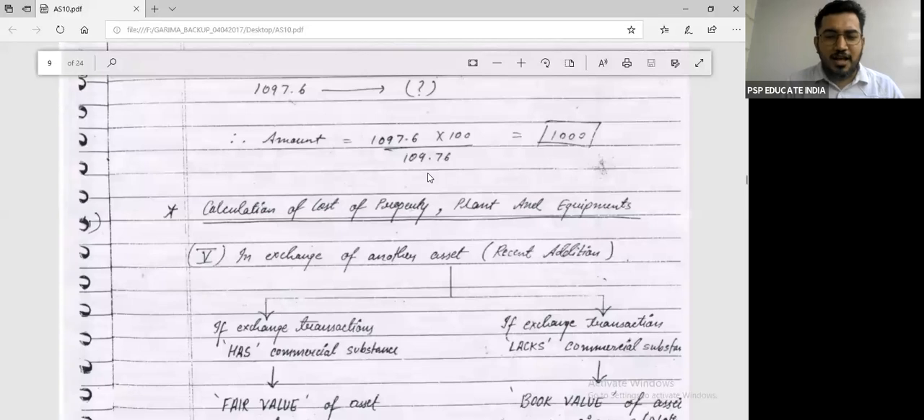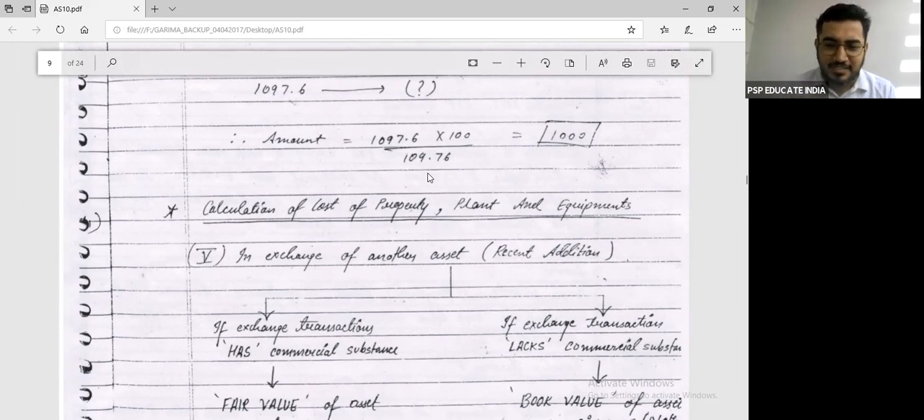Now we come to the last part of calculation of cost of property, plant and equipment. We have already done 4 parts. This is the 5th part. Out of 4 parts, in 2 parts AS-10 was not applicable. So first one is direct purchase, second one is leases, AS-10 not applicable. Third one is government grants, again AS-10 not applicable. And the fourth one was on deferred payment basis. Now comes the last one, in exchange of another asset.